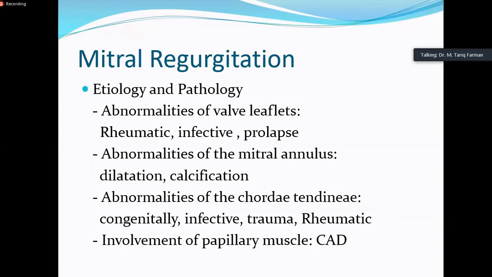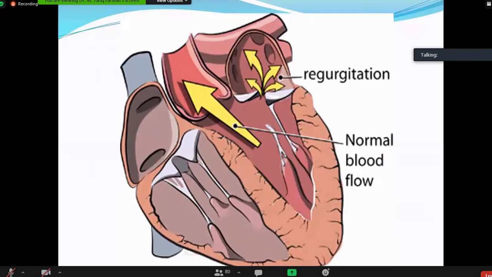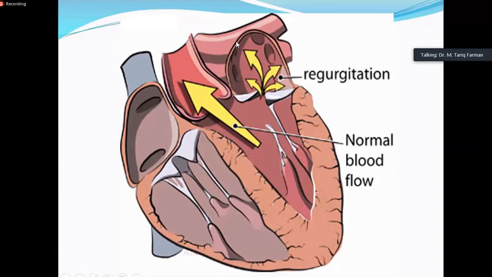Now, what is the mitral regurgitation? As I have mentioned earlier, blood comes from the pulmonary veins into the left atrium, and through the mitral valve it goes into the left ventricle in the diastolic phase, and then in systolic phase the mitral valve is closed and blood pumps out into the aorta. Okay, but if there is mitral regurgitation, in the systolic phase, there is blood leakage back into the left atrium.